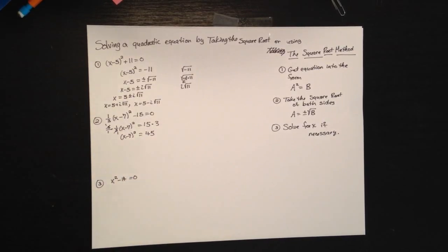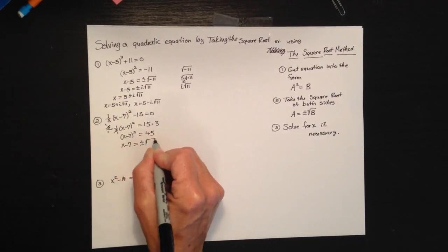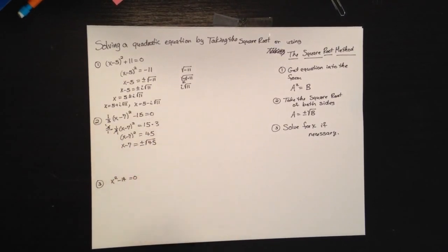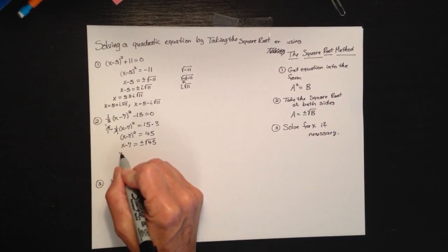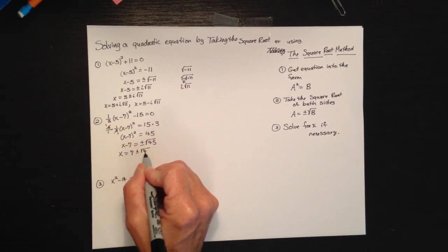We can take the square root of both sides. The square root of (x minus 7) squared is x minus 7, which is equal to plus or minus the square root of 45. Now we have to solve for x, so let's add 7 to both sides. This is step 3, solve for x if necessary. So to do that, we'll add 7 to both sides. x equals 7 plus or minus the square root of 45.